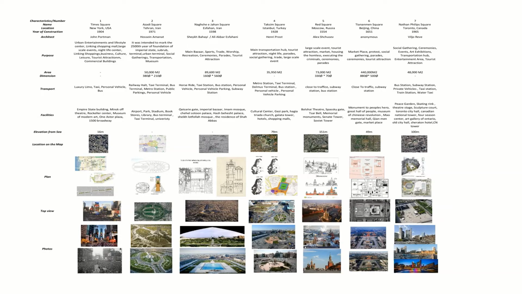Here is a comparative analysis table that has been prepared from the public squares that have been discussed till now. Here they have been compared with different characteristics, their accessibility, their facilities, their amenities, and their different features, as well as some photos and plans of the squares.